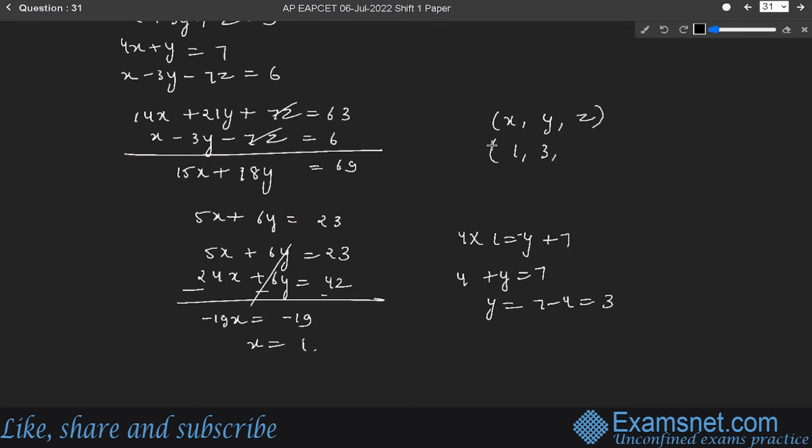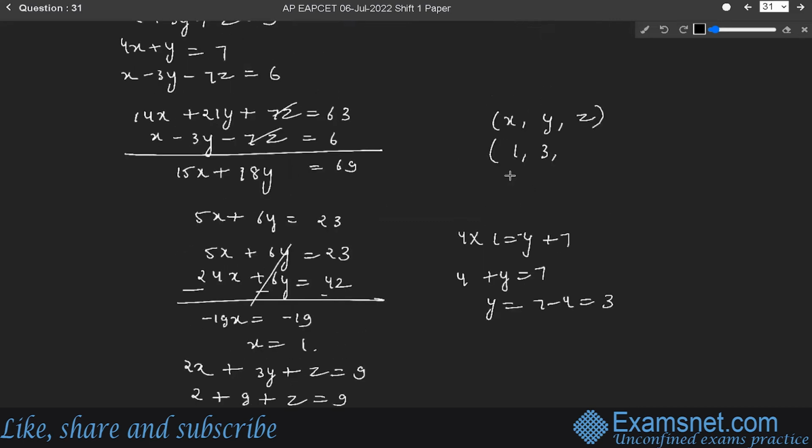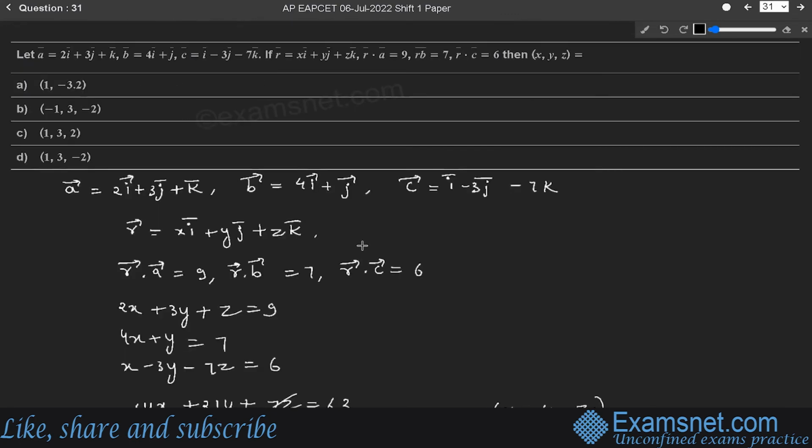We have to calculate the value for z. We have an equation which is 2x plus 3y plus z is equal to 9. So putting the value of x and y here, it will be 2 plus 9 plus z is equal to 9. So z will be equal to minus 2. Therefore, we can say that z is equal to minus 2. So the values of x, y and z are 1, 3 and minus 2. Therefore, the correct option here is option number D, which is 1, 3 and minus 2.